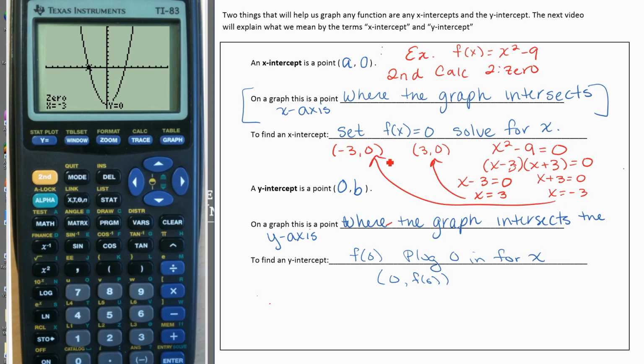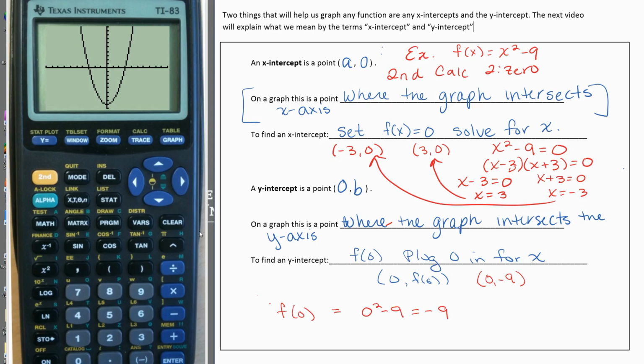Okay, now for our y-intercept. That's the point down here, and if you count down, that's actually happening at y equals negative 9. So from the graph we can see that that's going to be 0, negative 9. Now, how we could have told here, if we found f of 0, that's just plugging in 0 for x. So that would have been 0 squared minus 9, or negative 9.